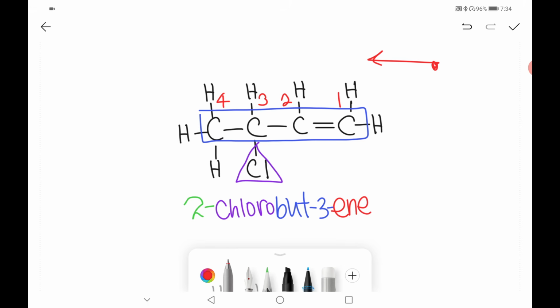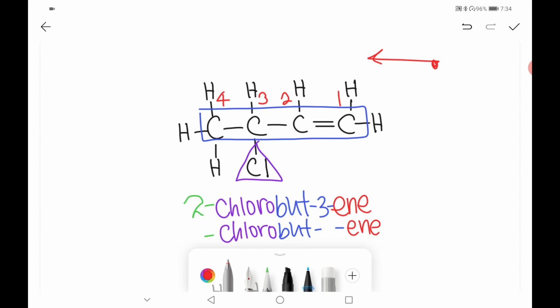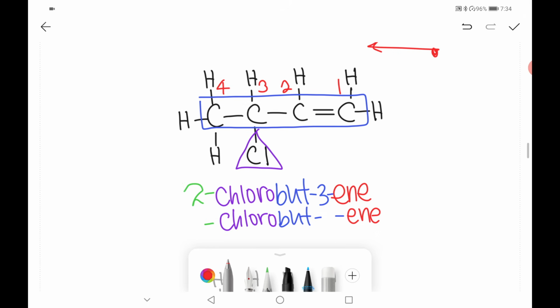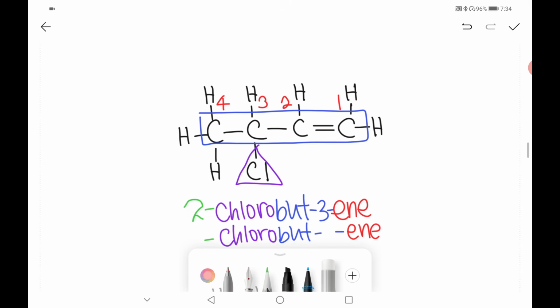When you change the direction, remember, changing direction doesn't change the name. So the name is the same, and you can copy paste the name. The chloro can copy, the but can copy, the ene can copy. Sorry, changing the direction only changes the number. Changing direction only changes the number, it doesn't change the name.